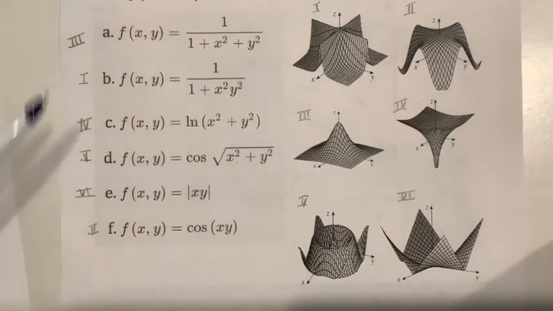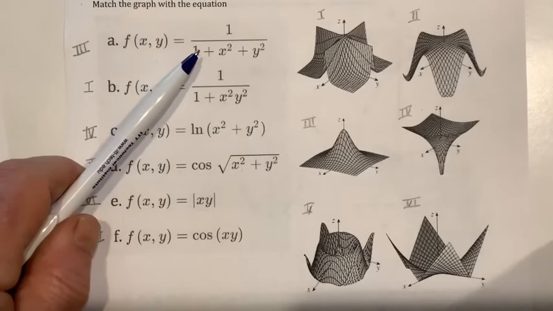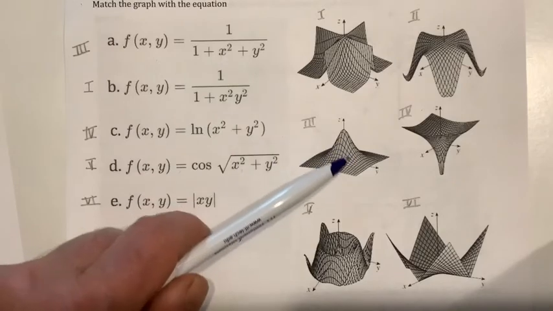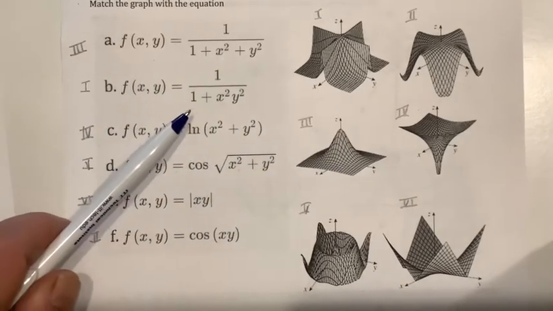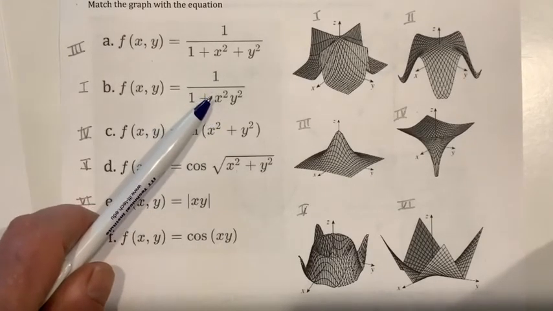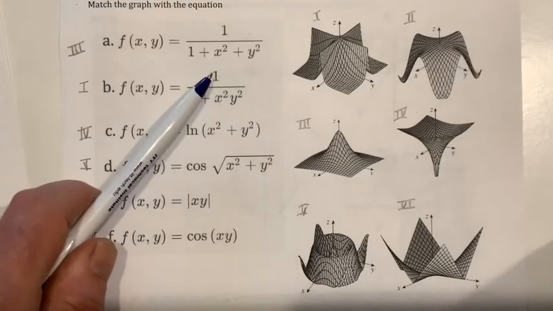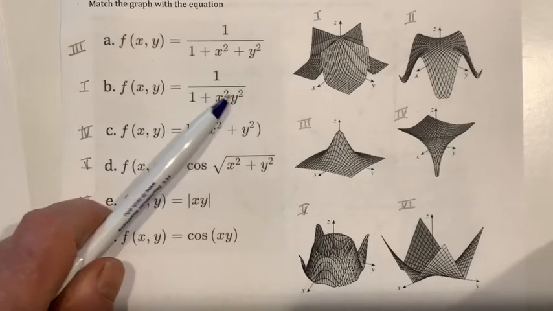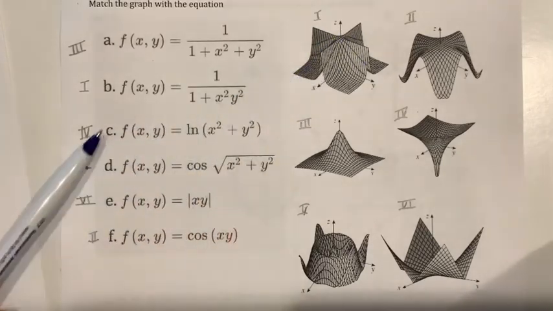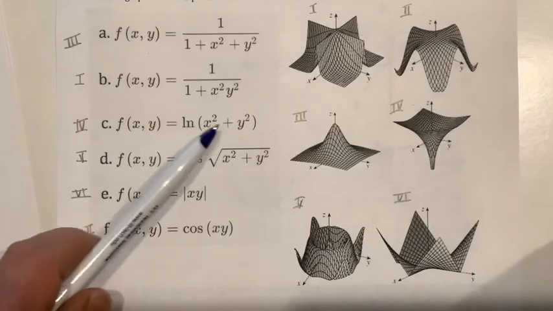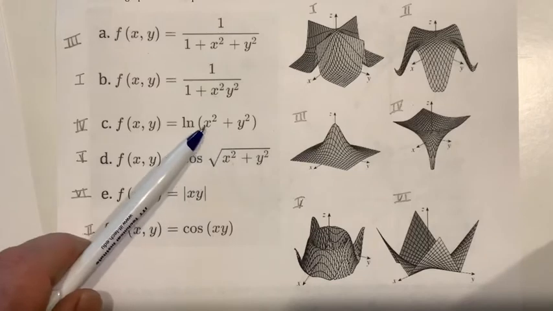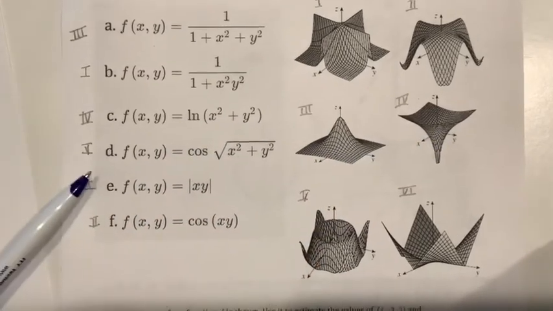Okay, the reason why this is 3 is because it equals 1 only when x and y are 0, and then as x and y get bigger, it gets closer and closer to 0. The reason why this is number 1 is because it equals 1 whenever x or y equals 0. You see that? So you get this little ledge here along the x and y axis. This one has a vertical asymptote at the origin.